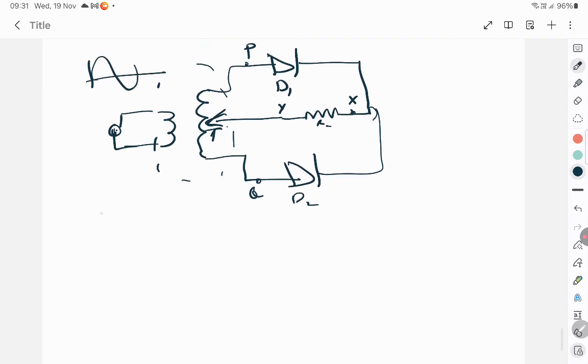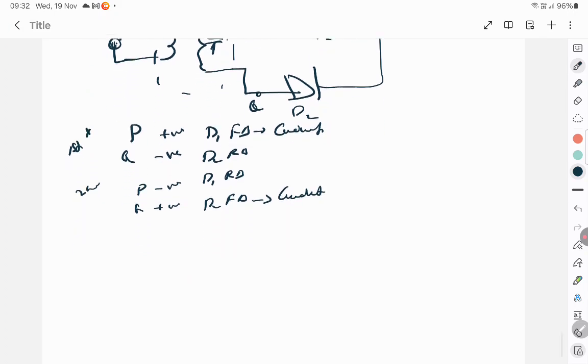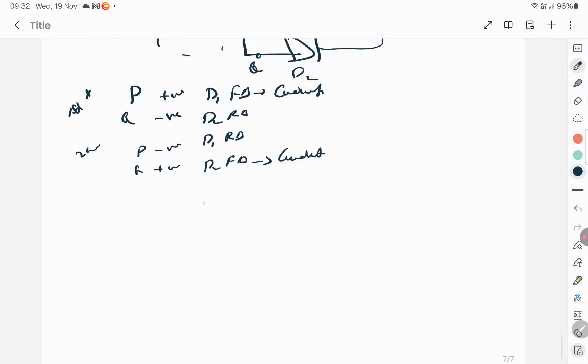So let's write during the first half cycle. During the first half cycle, point P is positive, whereas point Q is negative. So diode D1 is forward biased, diode D2 is reverse biased. So diode D1 conducts, diode D2 does not conduct. During the second half cycle, P is negative, Q is positive. Diode D1 is reverse biased, whereas D2 is forward biased, and now diode D2 is conducting. So eventually one of them is conducting for every half cycle.